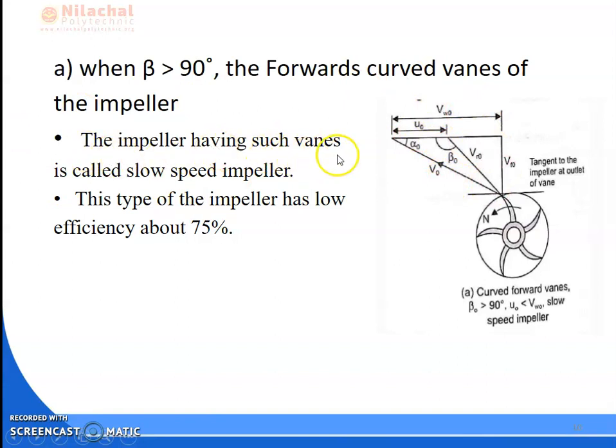The impeller that has such vanes is called a slow speed impeller, and this type of impeller has low efficiency, about 75%, where beta is greater than 90 degrees and u0 is greater than or equal to v0. Clear? So that is known as your forward curve vane.